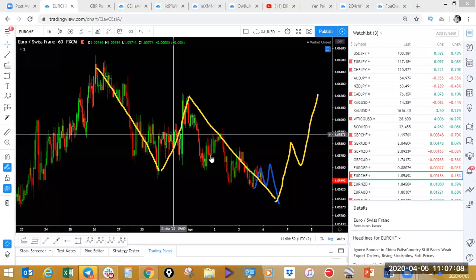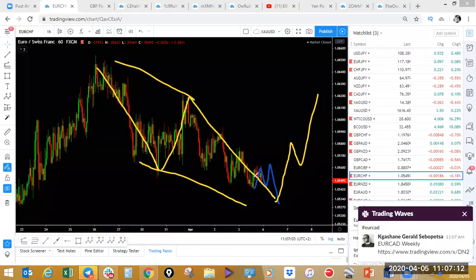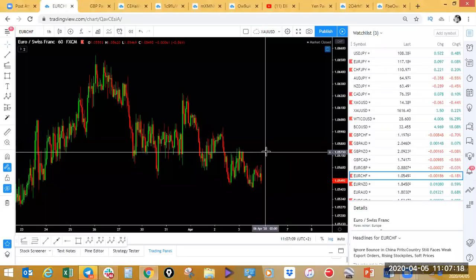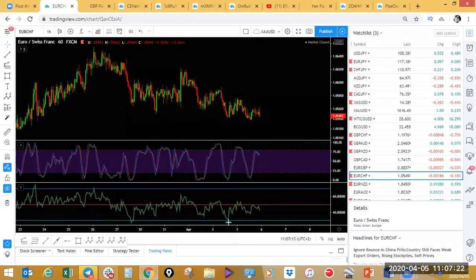On the weekly, this one is making a base for upside. So that is EURJPY. Watch out for any push to the upside, any confirmation of upside here. We've got divergence on the 1 hour. So EURJPY may be setting up for upside.